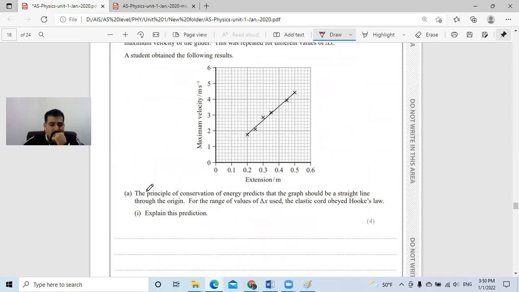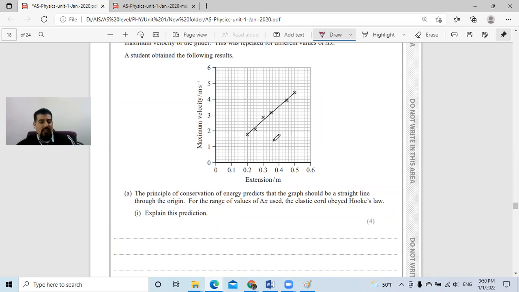Part A of the question: the principle of conservation of energy predicts that the graph should be a straight line through the origin, for the range of values of delta x used, where the elastic cord obeys Hooke's law. Explain this prediction. Why does it have to be a straight line? Who can tell me? The energy stored is elastic potential energy, and it's converted to kinetic energy. So we have to put both of them to make a relationship.